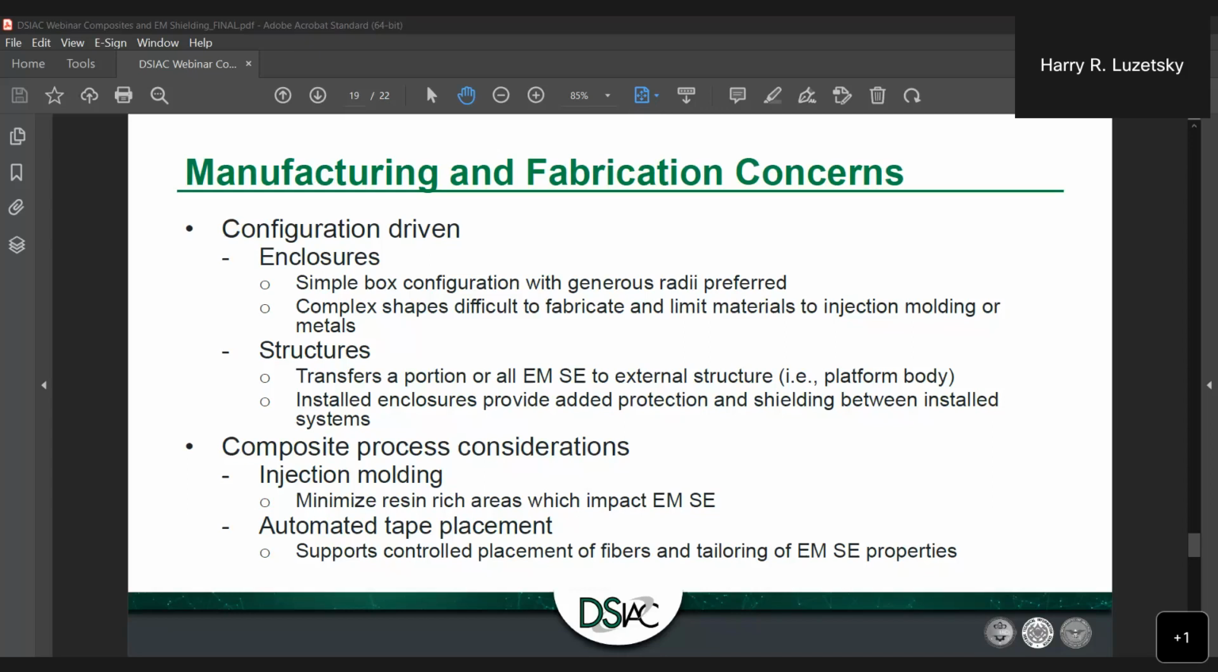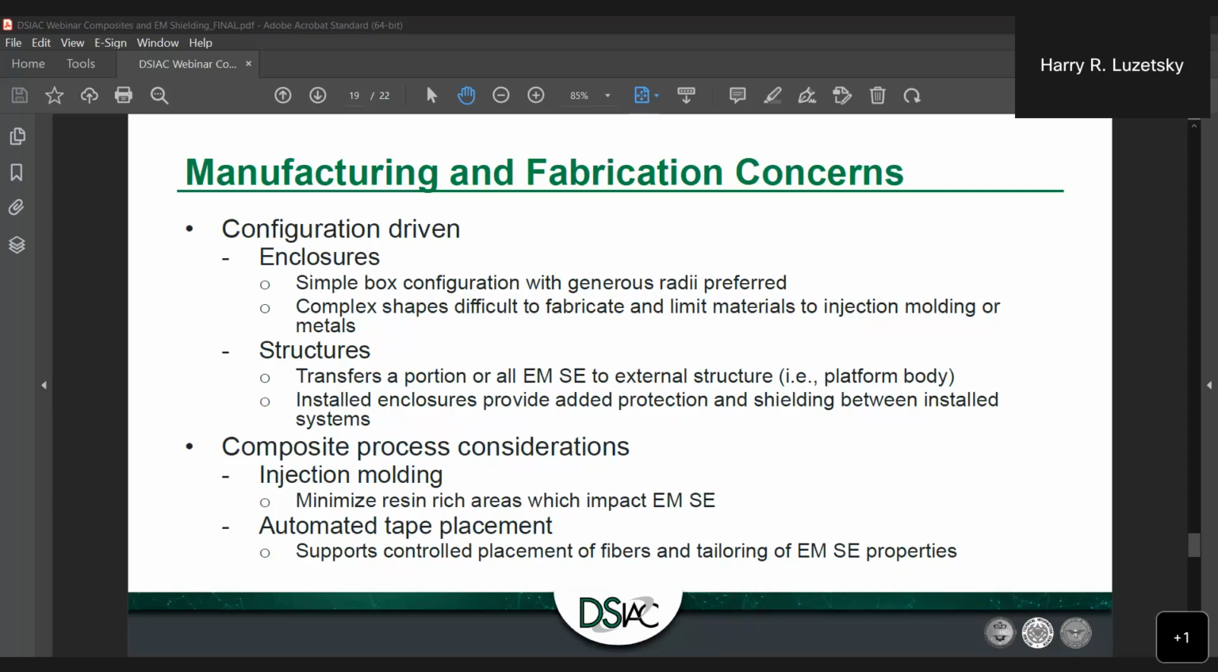Some composite process considerations are injection molding and automated tape placement. With injection molding, you do want to minimize resin-rich areas, because anytime you increase the amount of resin, you're going to decrease your conductivity, and that's going to impact your shielding effectiveness.